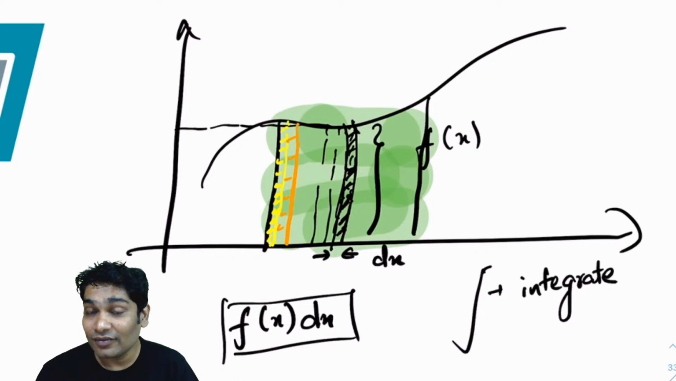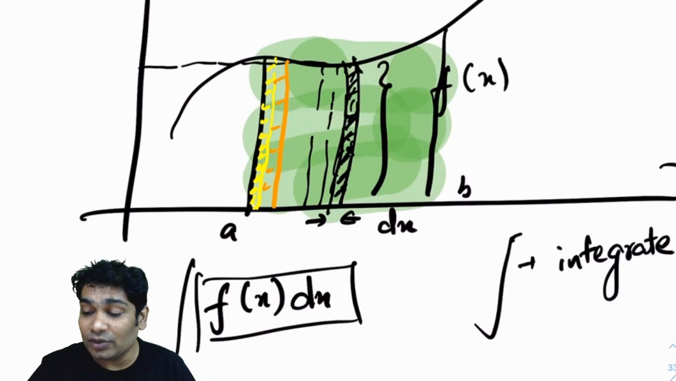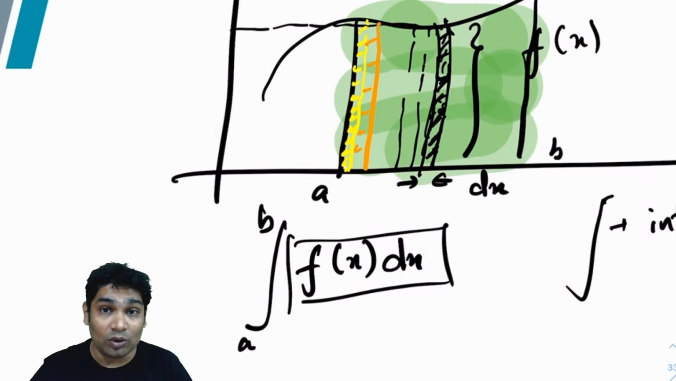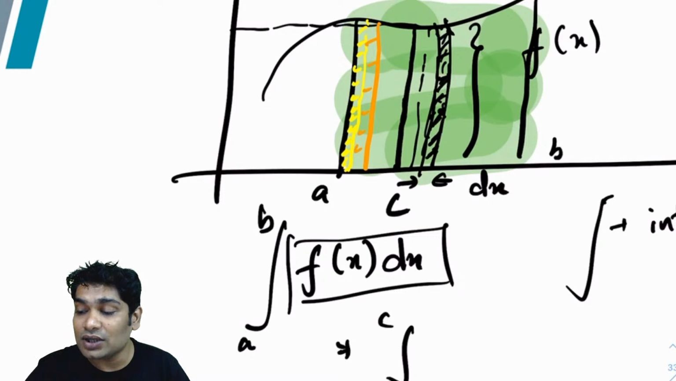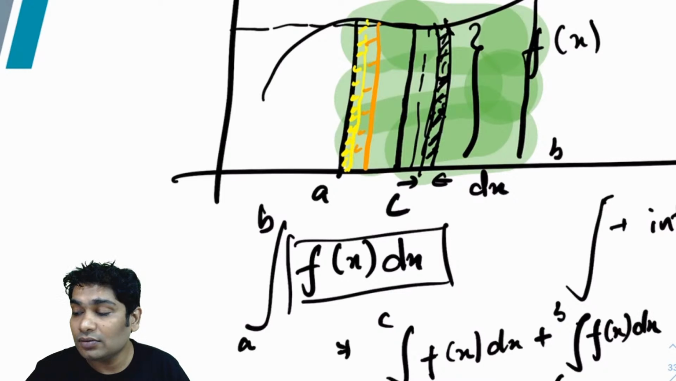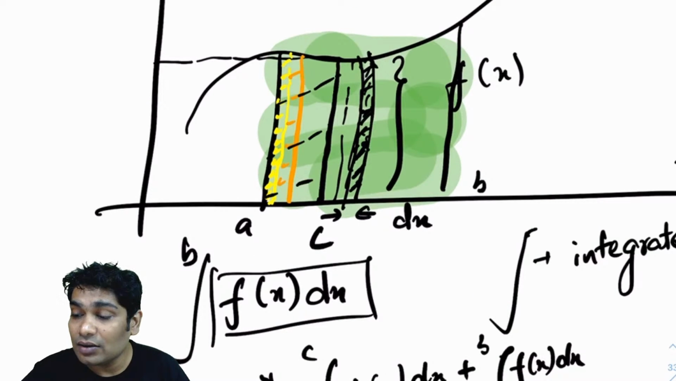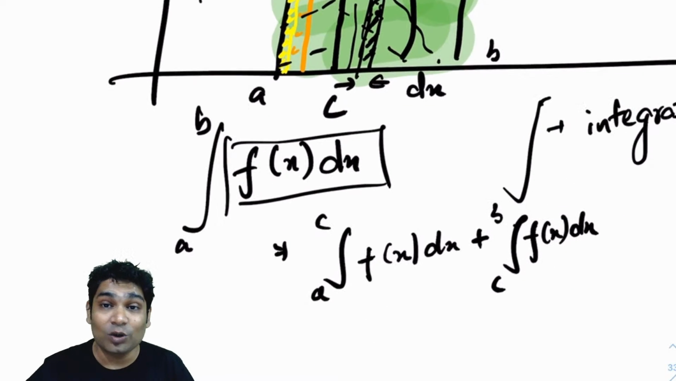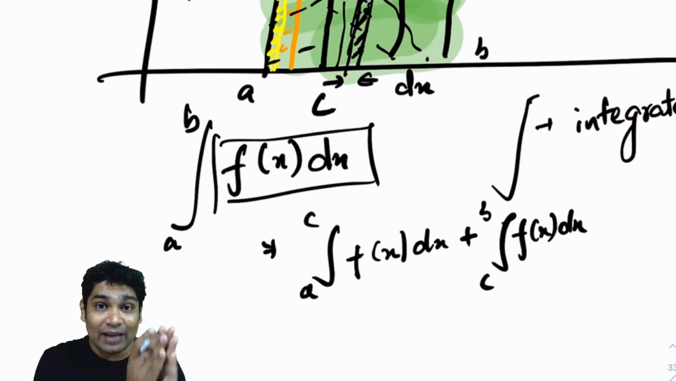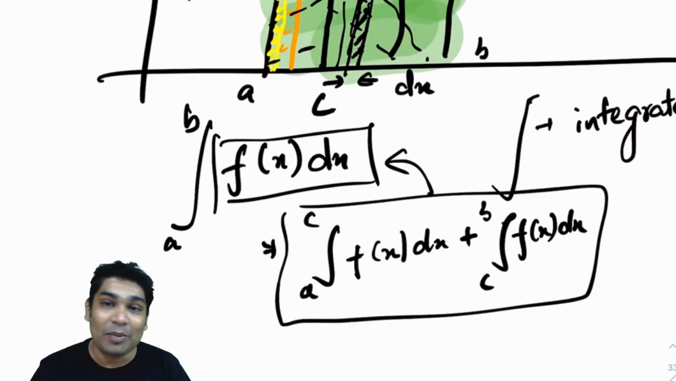Now, if you have A and if you have B, the integral of this from A to B means the area under the graph between A and B. If you have some other point C in the middle, you can always write this as the integral from A to C of f(x) dx plus the integral from C to B of f(x) dx. That is the area between A and C plus the area between C and B. First you're taking the area between A and C, then you're adding to it the area between C and B. Obviously, when you add these two, it will give you the total area between A and B.